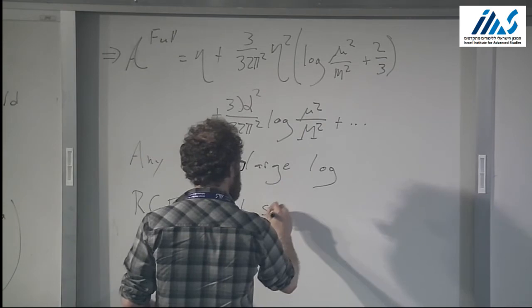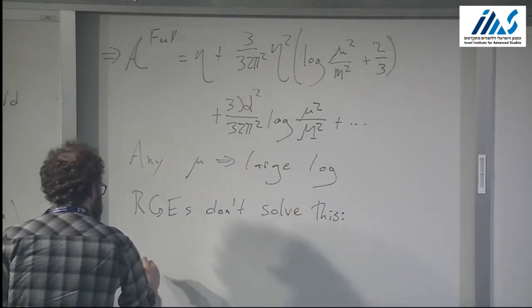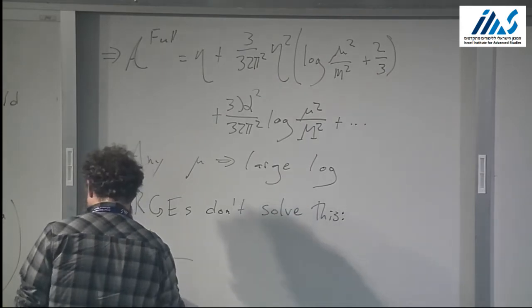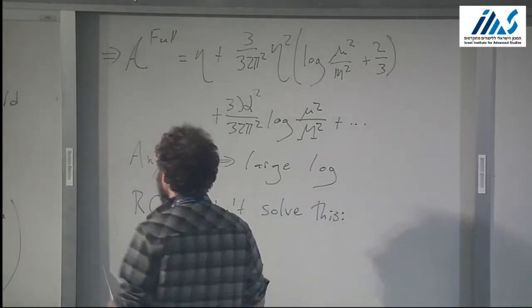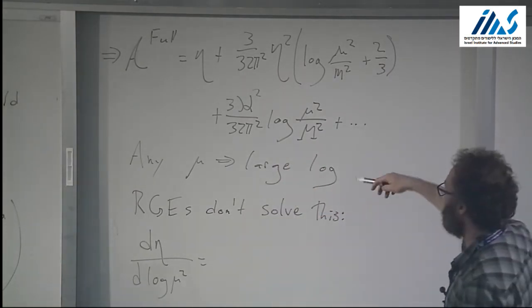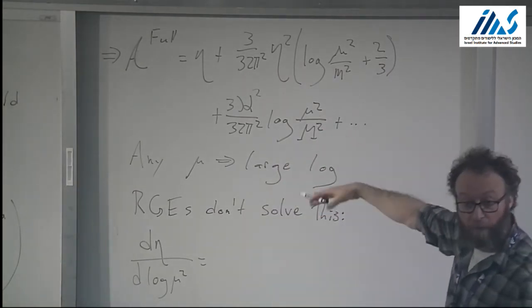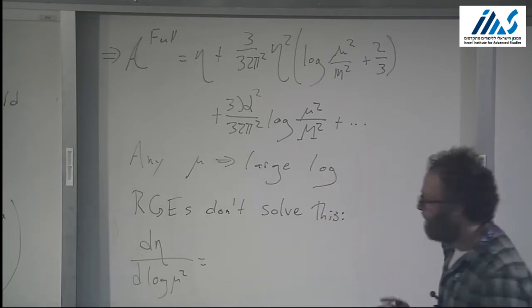So let me just write them. So we have d eta, d log mu squared. By the way, just to make this point again, I probably won't mention this again, but I'm not writing the r's. Everything's renormalized here, and I'm not putting the tildes on the mu's. We're in the MS bar scheme.